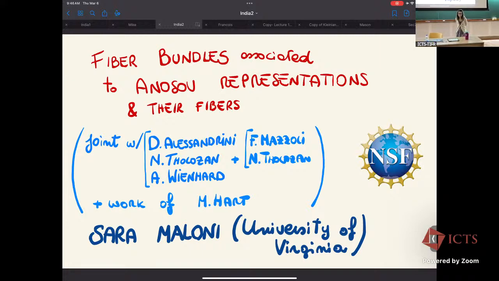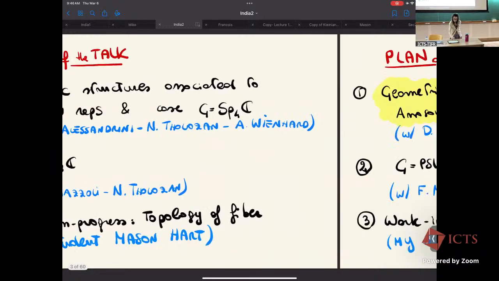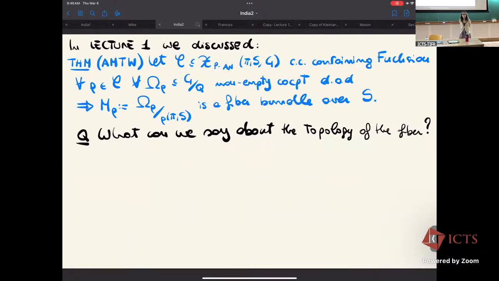If you remember what we did in lecture one, what we finished discussing is that when you have a component of an Anosov representation, if in this component you have a Fuchsian representation, then whenever you have a domain of discontinuity that is non-empty, you can look at this quotient. We know by the work of Guichard and Wienhard and Kapovich, Leeb, and Porti that this manifold is a compact manifold. And what we prove is that this is a fiber bundle over the surface.